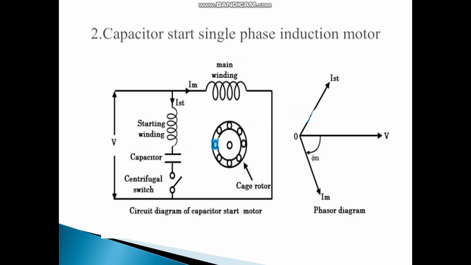Then the second one is the capacitor start single phase induction motor. Why is the name capacitor start? Because for the starting purpose we have to use a capacitor. Here the stator winding is split into two parts, the main winding and the starting winding. The current flowing through the main winding is Im and the current flowing through the starting winding is Ist. And here the capacitor is connected in series with the starting winding.